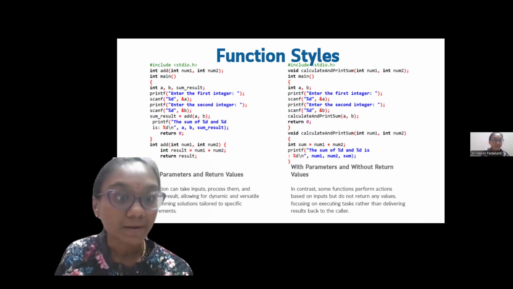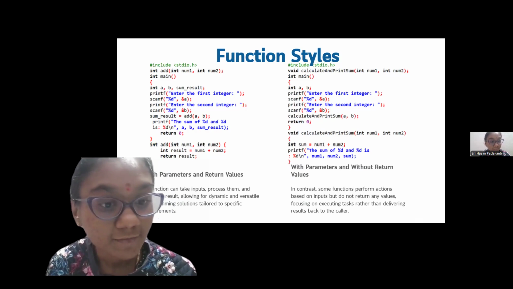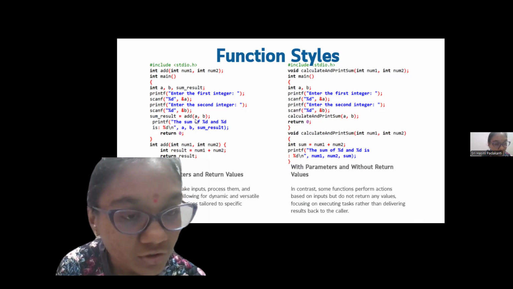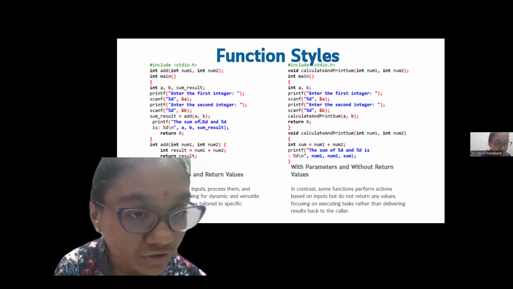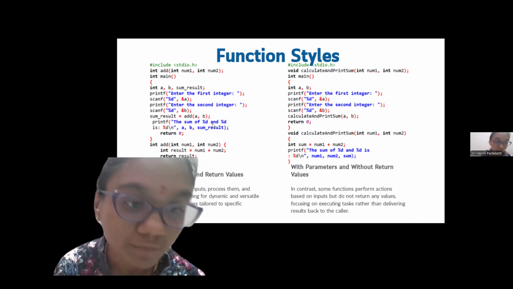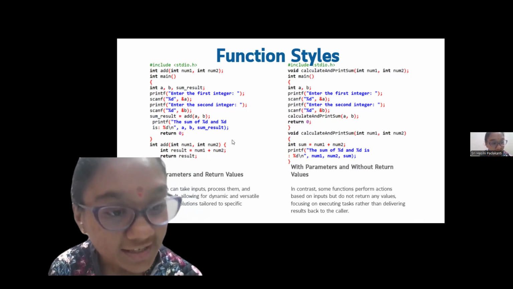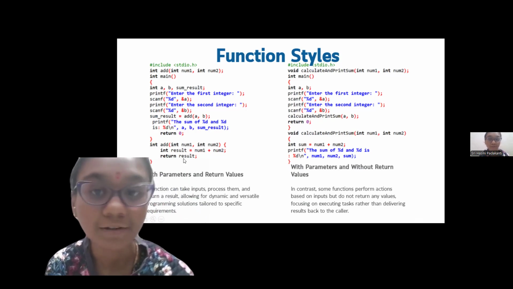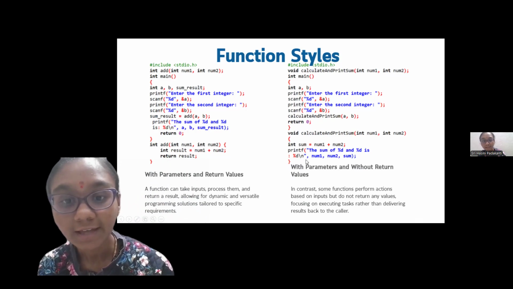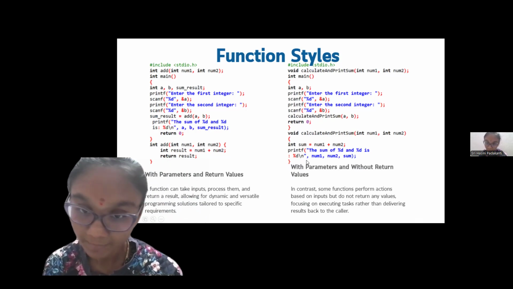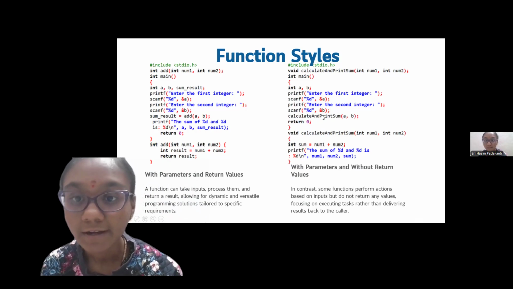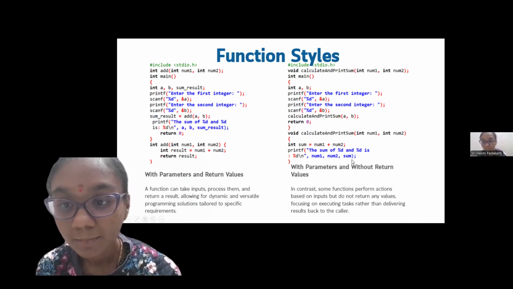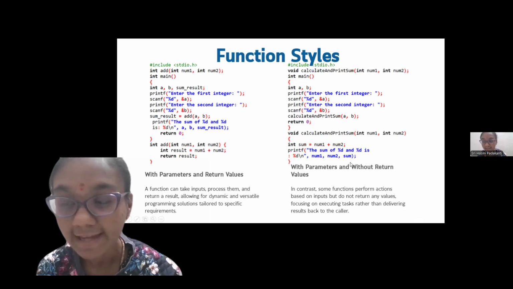Here are the examples for with parameters and with return values. Here, while calling a function, the calling function is passing some parameters to the called function, and the called function is also returning some values to the calling function. While coming to the case of with parameters and without return values, while calling a function, it will pass the parameters, but the called function will not return any value.